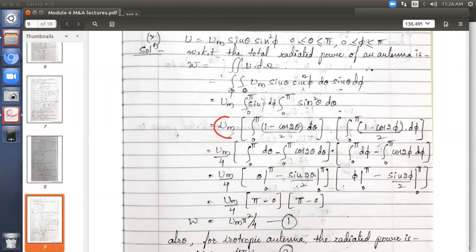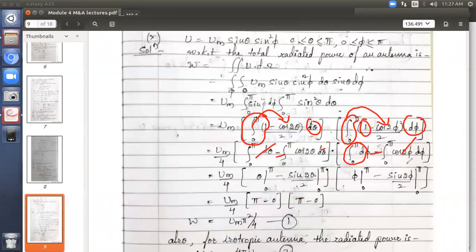What I can do, instead of sine square, I can use 1 minus cos 2 theta by 2. Here also 1 minus cos 2 phi by 2. One is for theta, one is for phi. And these denominators 2 and 2, I have taken outside, by 4. So apply this: it is 0 to pi d theta, first term, minus integration of cos 2 theta d theta. Similarly, here also, integration of 1 into d phi, one term, minus integration of cos 2 phi d phi, second term. This is outside as it is.